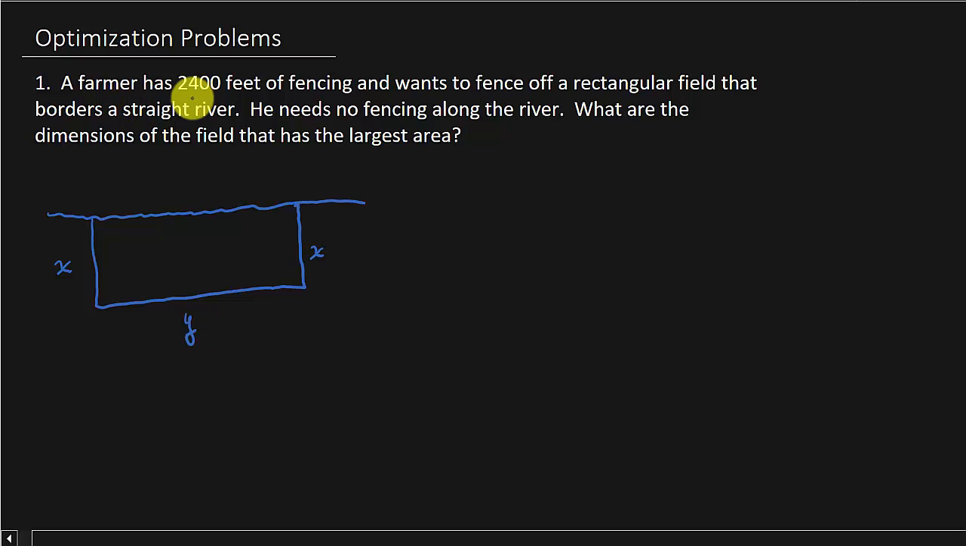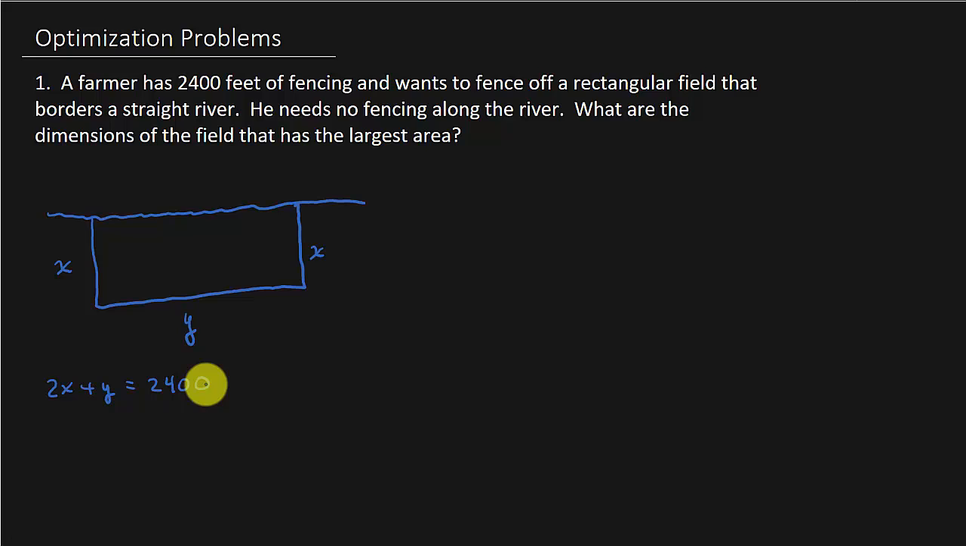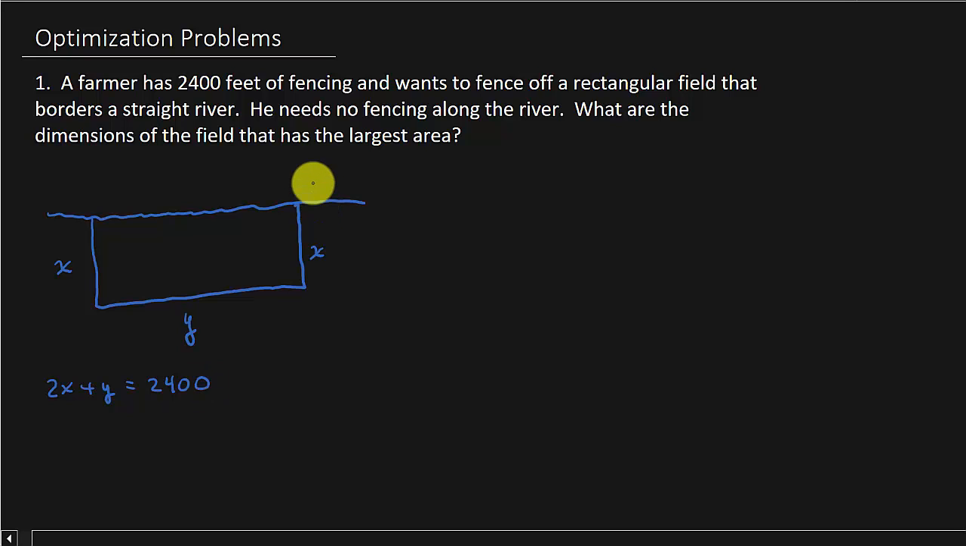Now let's take a look and see what we have. It says we have 2,400 feet of fencing. So that means if I add up all three sides, that should equal 2,400. So if I have 2x plus y, that should equal 2,400. That's some information that I'm given. I've got an equation here, and I want to maximize the area because it asks me what are the dimensions of the field that has the largest area.